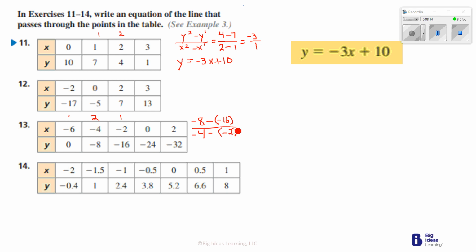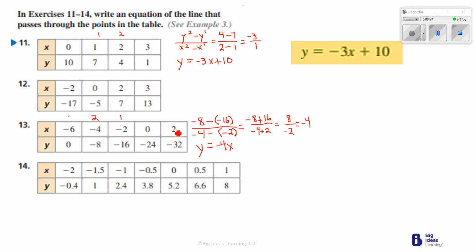And now I'm ready to go ahead and change this. I know that this is really a negative times a negative, which is a positive. This is negative 8 plus 16. This is negative 4 plus 2. Negative 8 plus 16 will give me 8. Negative 4 plus 2 will give me negative 2. So now I know my slope is equal to, well, 8 divided by 2 is 4, so this would be negative 4. So now I know I have y is equal to negative 4x.